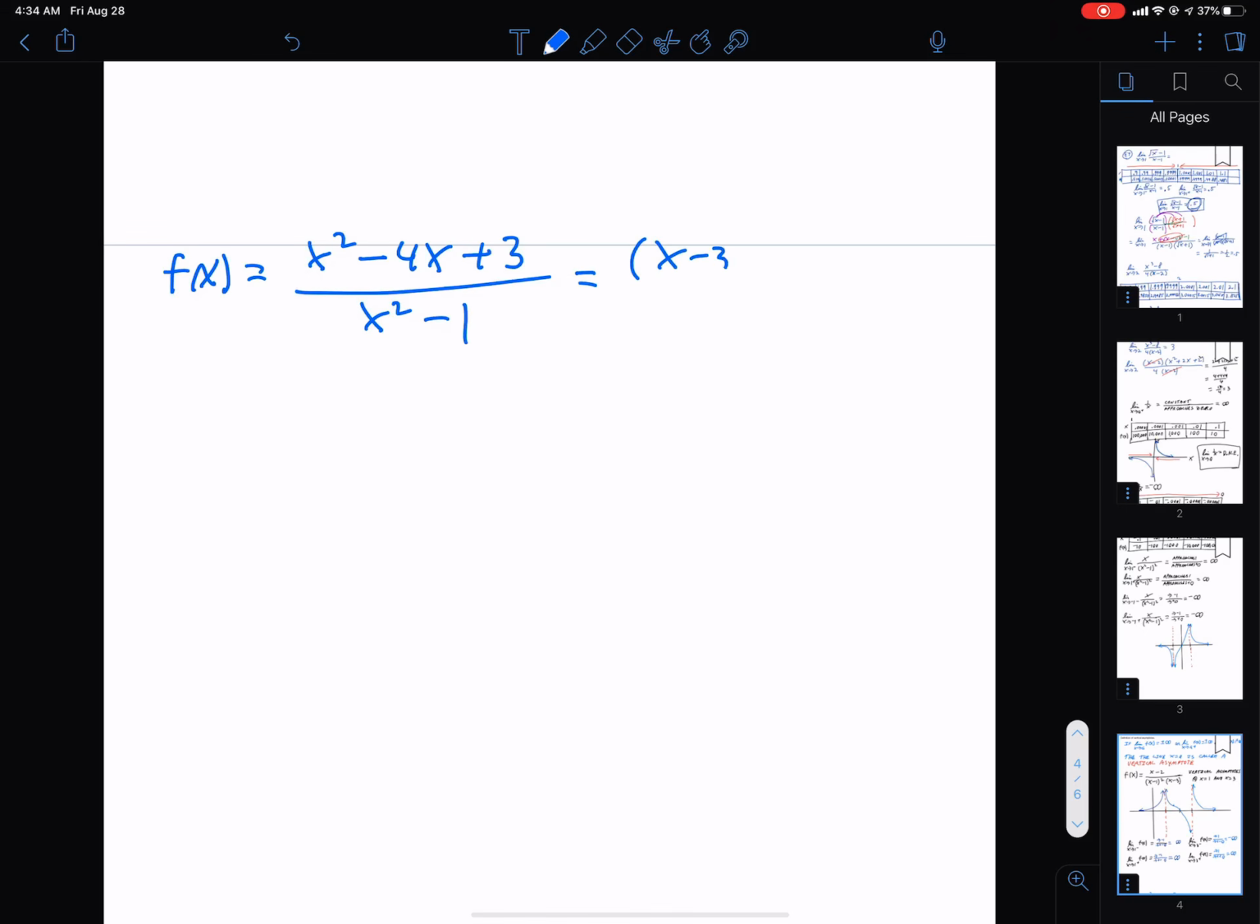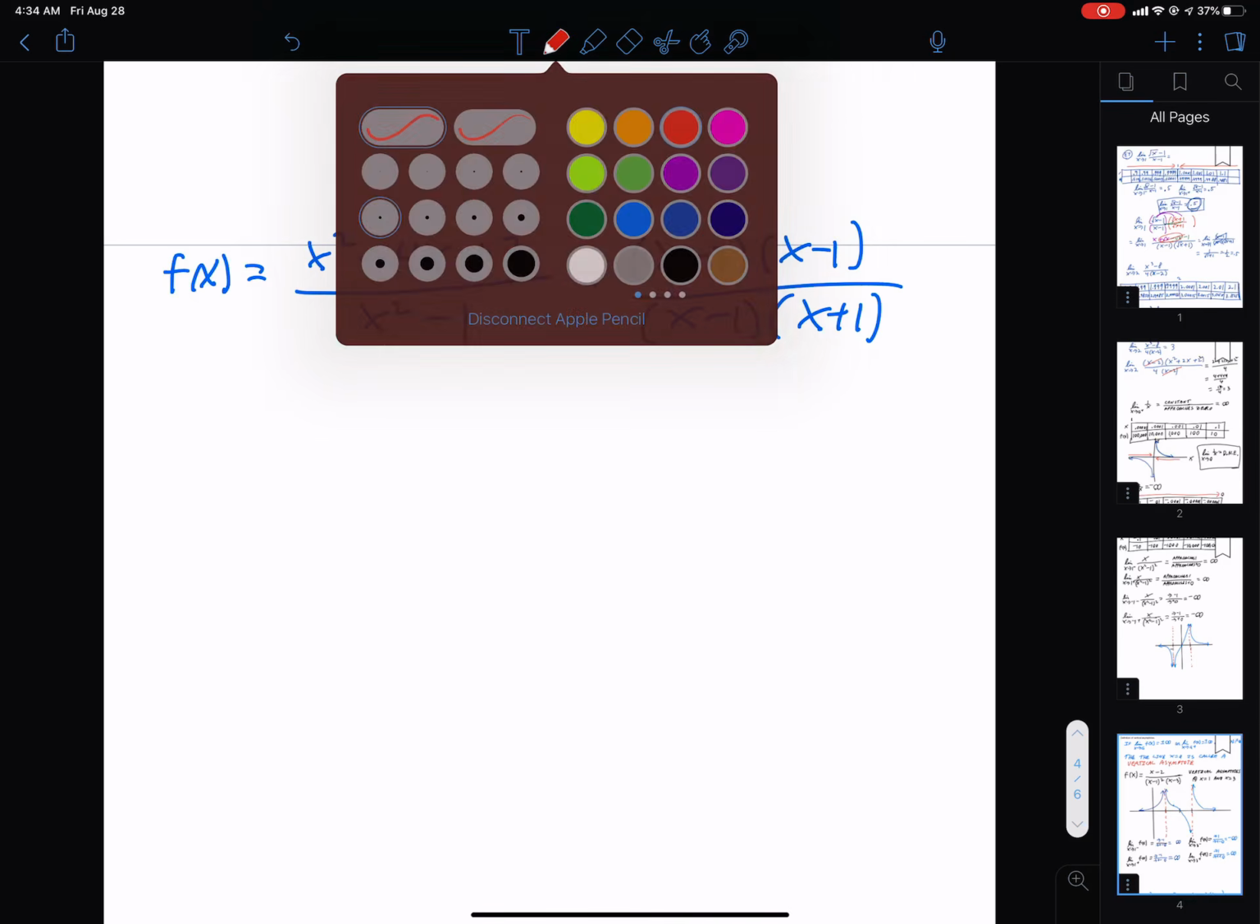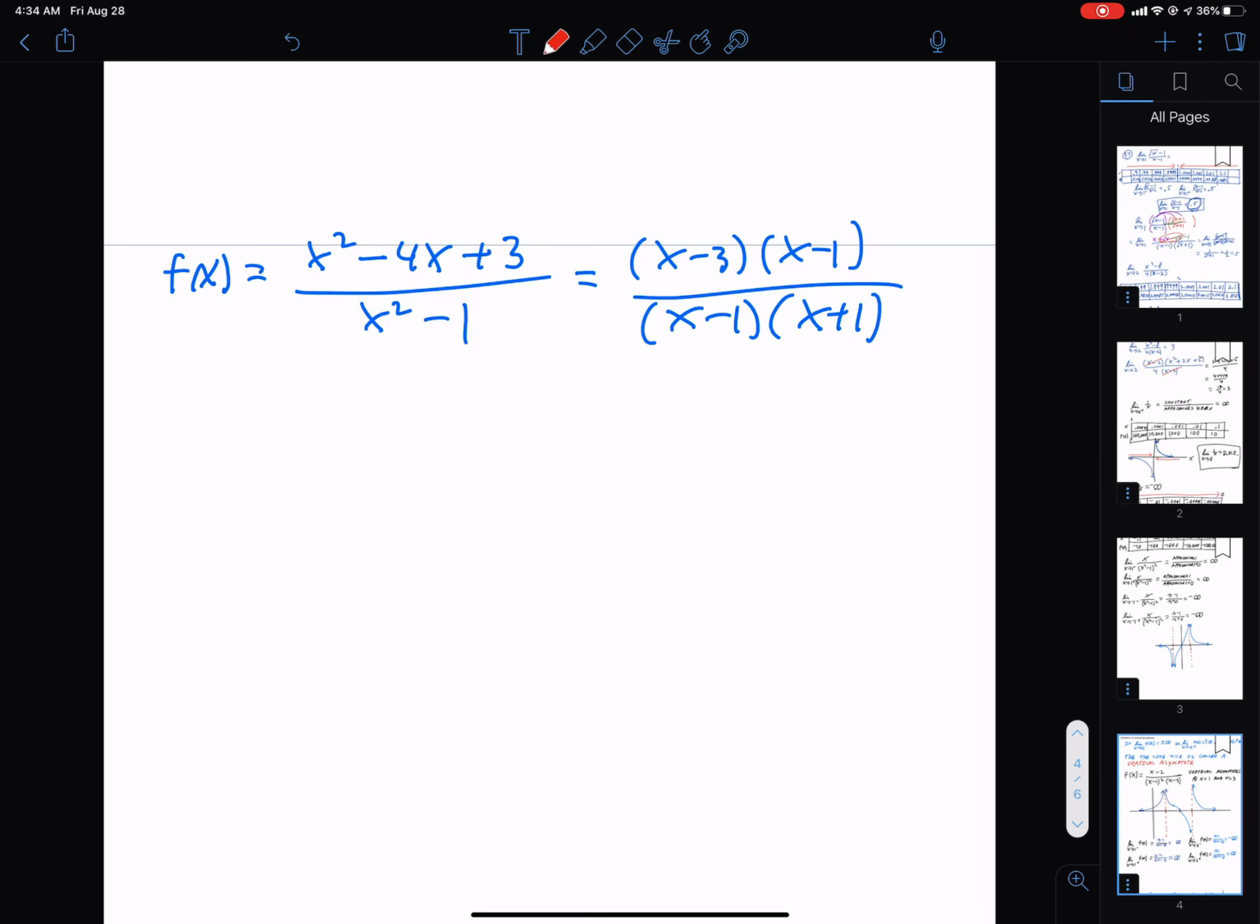That's going to be x minus 3, x minus 1. The bottom is the difference of two squares, x minus 1, x plus 1. Now, if you're not fast at that, I will have a study session on factoring. You need to be able to do that. You shouldn't have to make your X-box and do all that crazy stuff, okay? So these x minus 1's cancel.